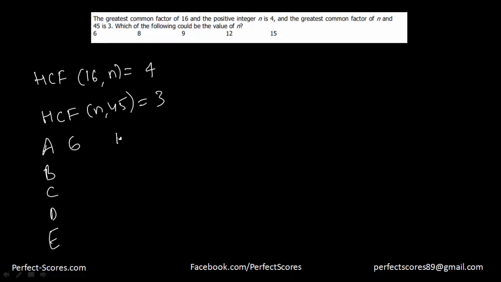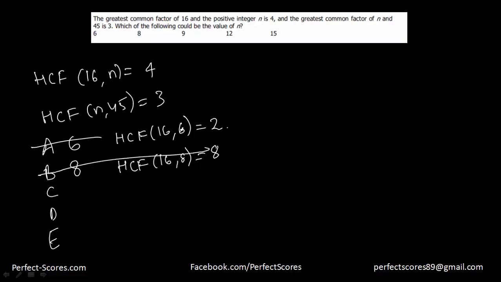What is the HCF of 16 and 6? That is actually equal to 2. But it's supposed to be 4, so eliminate it. I'm going to try 8. What is the HCF of 16 and 8? Which is actually equal to 8. Gone, because this is supposed to be 4. Let's try answer option 9. What is the HCF of 16 and 9? That's 1. Gone.